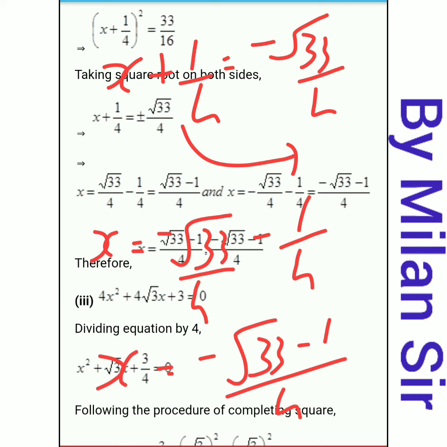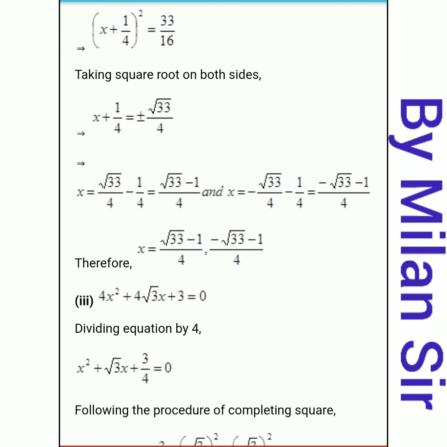So two answers we get here. x is equal to (under root 33 minus 1) by 4 and (minus under root 33 minus 1) by 4. Only one difference is there, here a plus sign and here a negative sign. Okay, so these 2 are the roots of our quadratic equation.